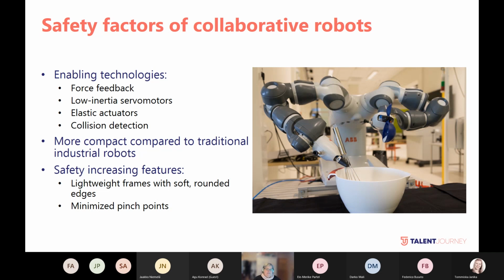Features that increase the safety of the robots include, for example, lightweight frames with soft, rounded edges and minimized pinch points. You know, you can't see any hard corners here. For example, in this Yumi robot, sorry, the cursor didn't show to you. So you can't see any hard corners here on the Yumi robot. And all these axes, they are really, really soft. So whether you hit the robot or not, it doesn't hurt you anyway.